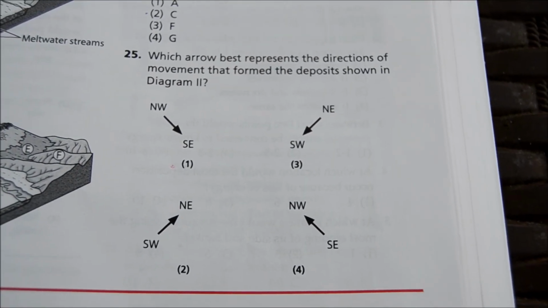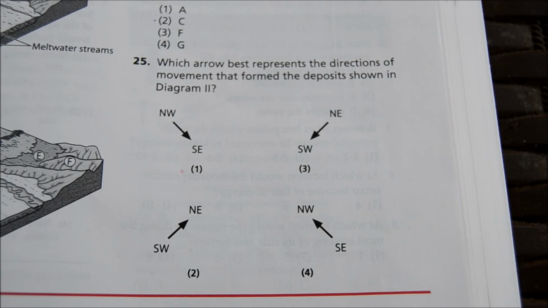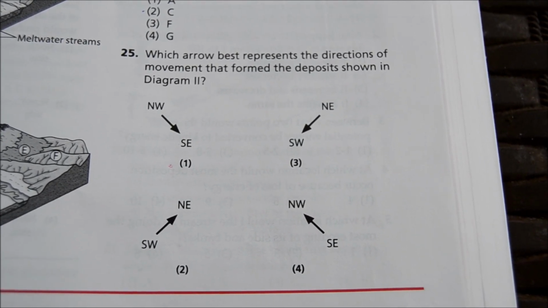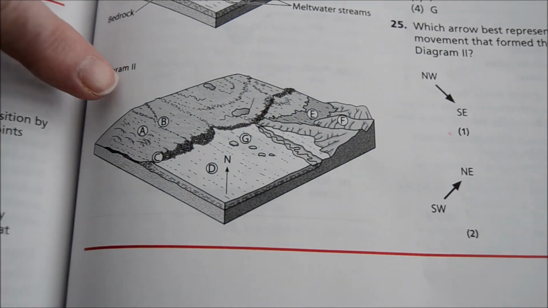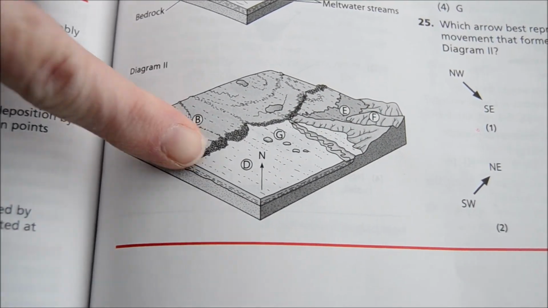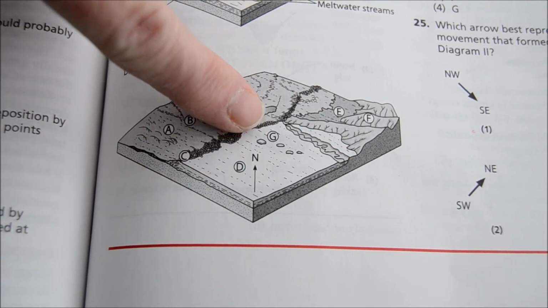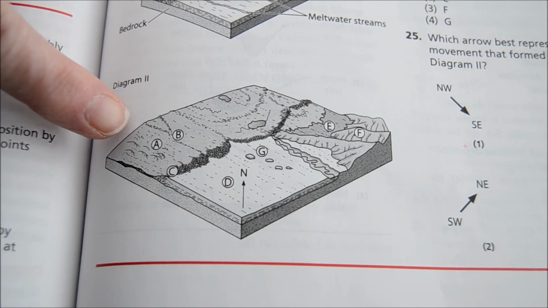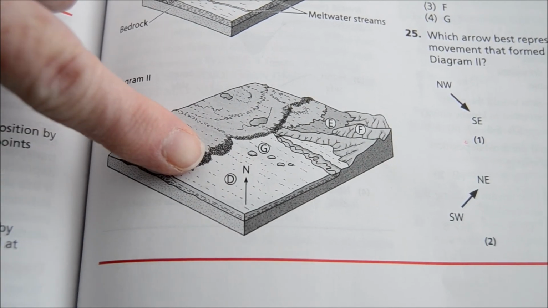Number 25. Which arrow best represents the direction of movement that formed the deposits shown in diagram 2? So if I go back to diagram 2, remember here's my drumlin. It's showing direction. I know it's got to be this way. Here's my terminal moraine. Here's my glacier. So my glacier came from the northwest going southeast.